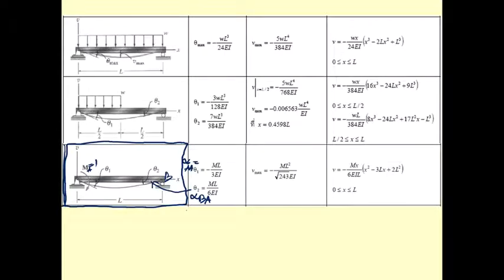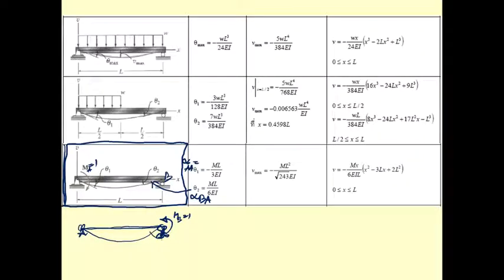Okay, and the same thing for the beam here. Now the moment m sub B equal to 1 applies here, and then what we have is the elastic curve here.